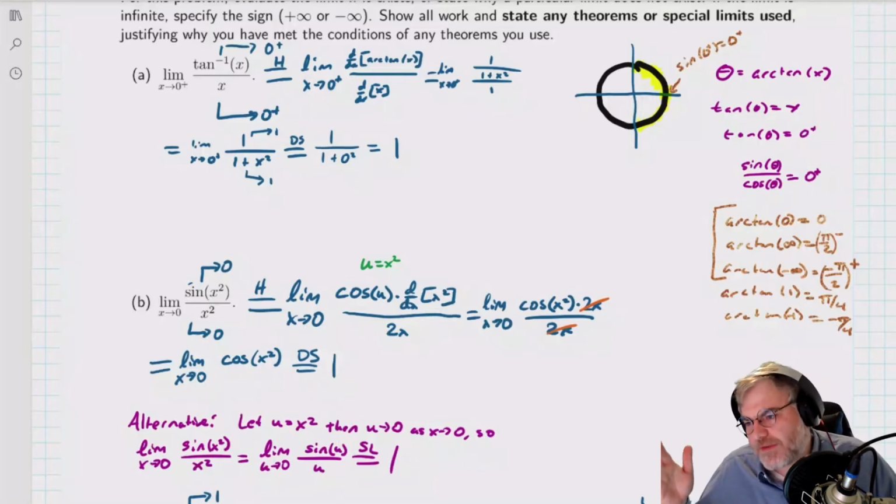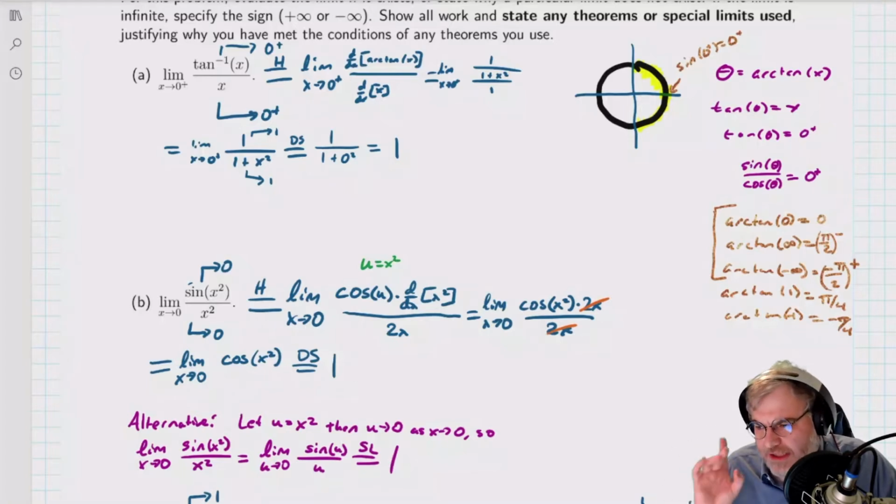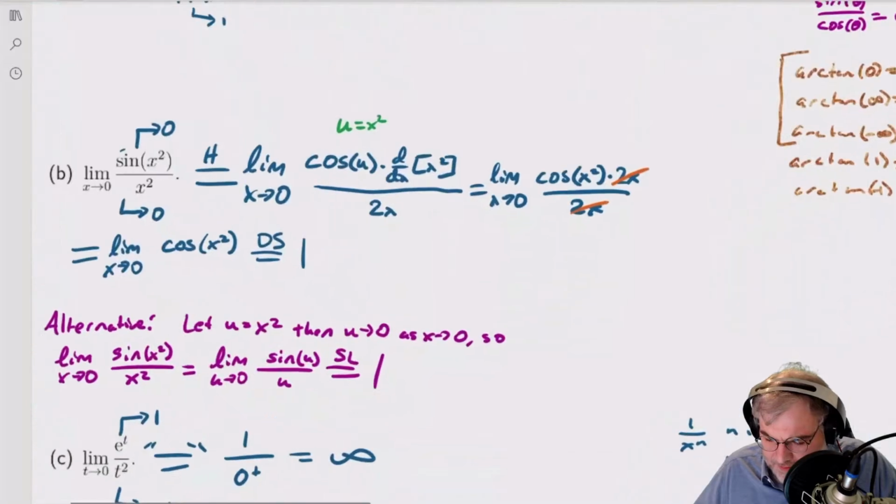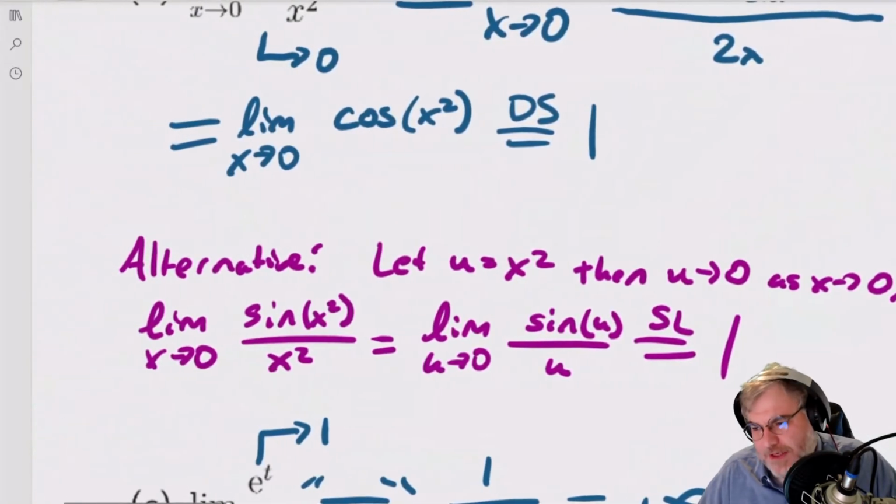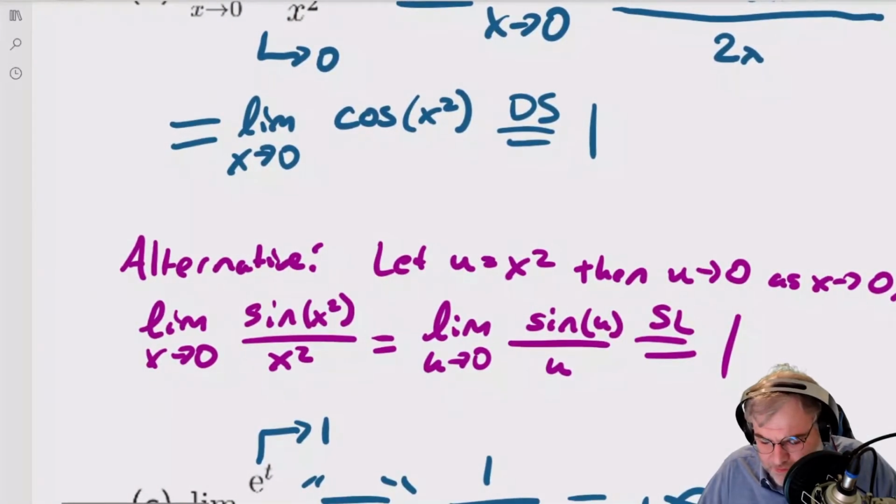I could do L'Hopital's rule again, but why? The alternative: this is so close to my special limit. I could just do an alternative.